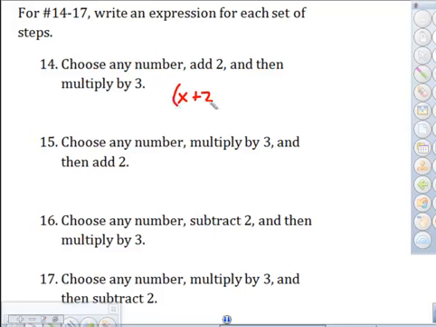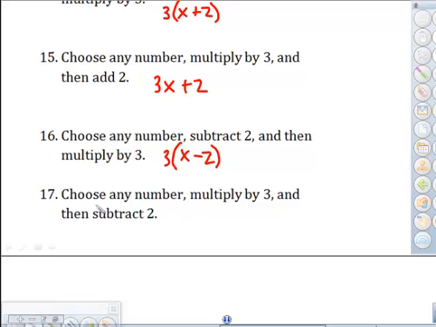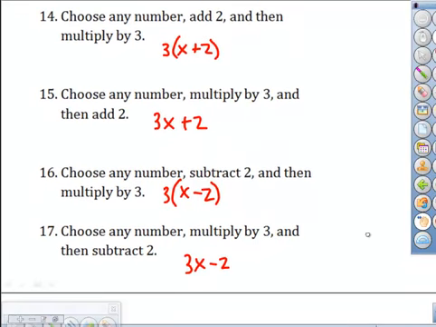Okay, let's try the next one. Choose any number, X. Multiply by 3. So I'm going to make it 3X. And then add 2. Bam. Choose any number, X. Subtract 2. Then multiply by 3. So here it's kind of the same as number 14. We have to multiply everything by 3. Okay, last one says choose a number, X. Multiply it by 3 and then subtract 2. Okay, so there's 14 through 17.